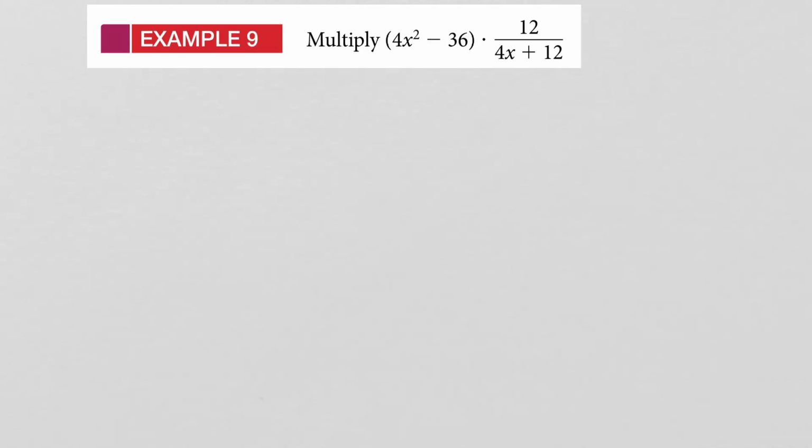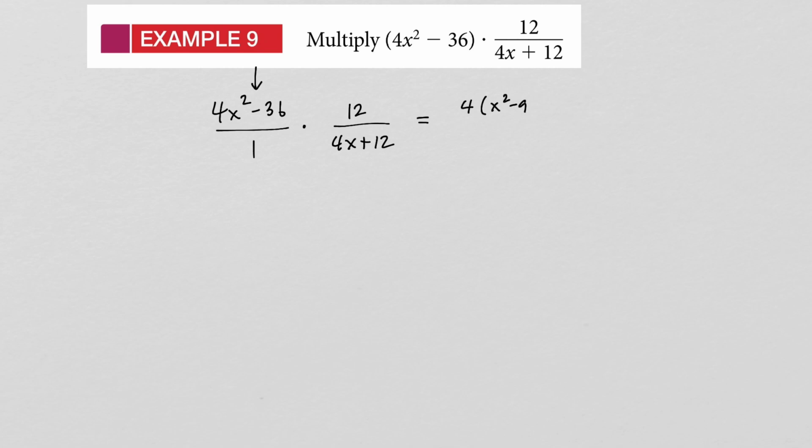So in this example here, we are multiplying 4x squared minus 36 times 12 over 4x plus 12. So first of all, let's just write this as a fraction. So 4x squared minus 36 over 1 multiplied by 12 over 4x plus 12. And now before I start canceling things, make sure you factor first. So 4x squared minus 36, we can pull out a 4, and we have x squared minus 9 left over.